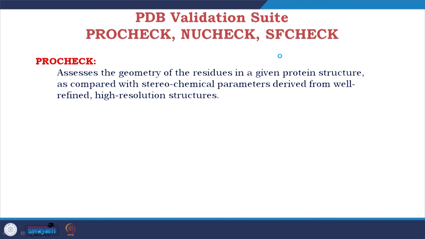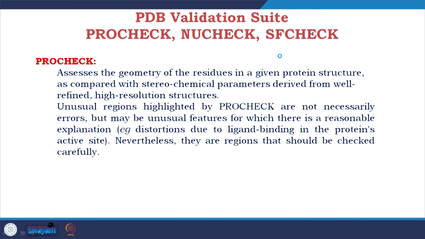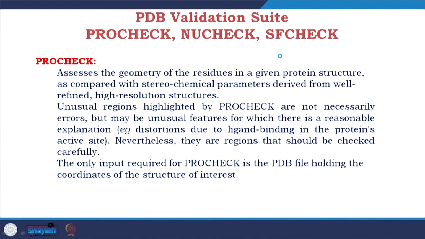In the validation suite, there are ProCheck, NUCheck, and SFCheck. ProCheck, which I will talk about, assesses the geometry of the residues in a given protein structure as compared with stereochemical parameters derived from well refined high resolution structures. Unusual regions highlighted by ProCheck are not necessarily errors, but may be unusual features for which there is a reasonable explanation, for example, distortion due to ligand binding in the protein's active site. Nevertheless, there are regions that should be checked carefully. They will give you the report. The only input required for ProCheck is the PDB file holding the coordinates of the structure of interest.